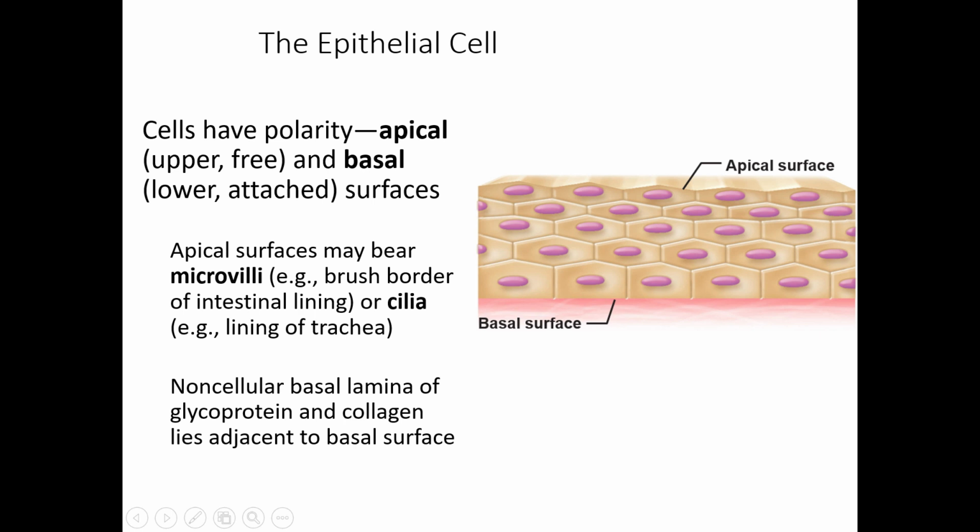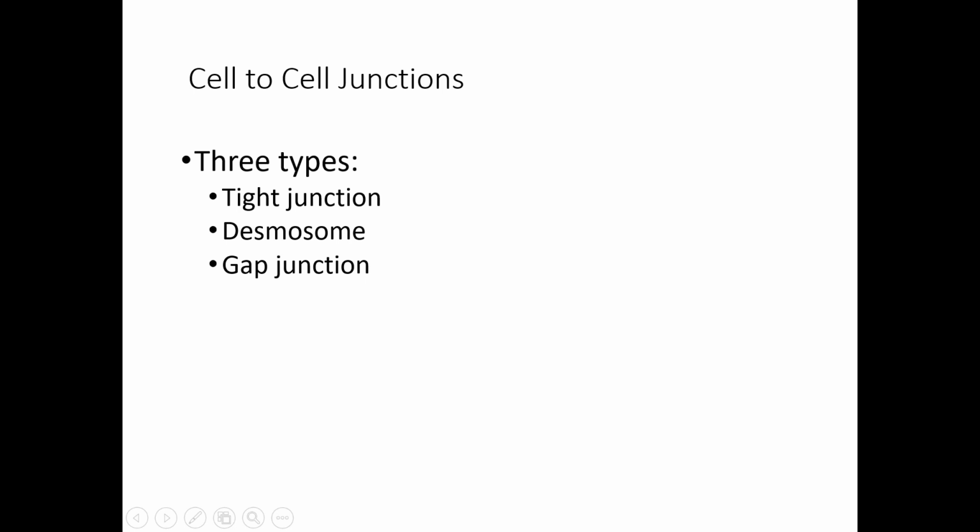And this basement membrane, or basal lamina, it actually has several names, is just a non-cellular layer of glycoproteins and collagen, and it serves for cell attachment. Cells in the epithelial tissue are also attached to each other, and there are three types of attachment: tight junctions, desmosomes, and gap junctions.